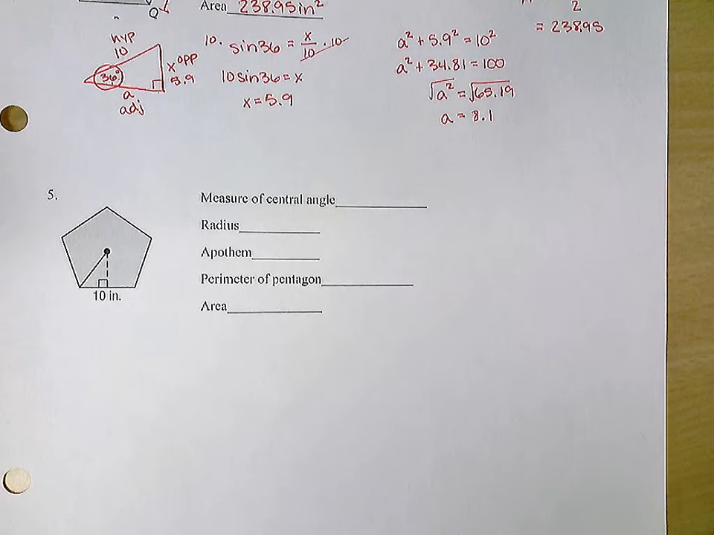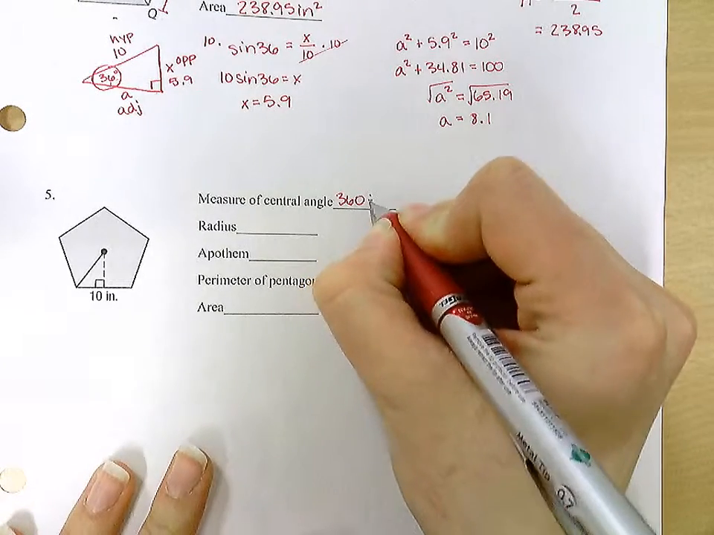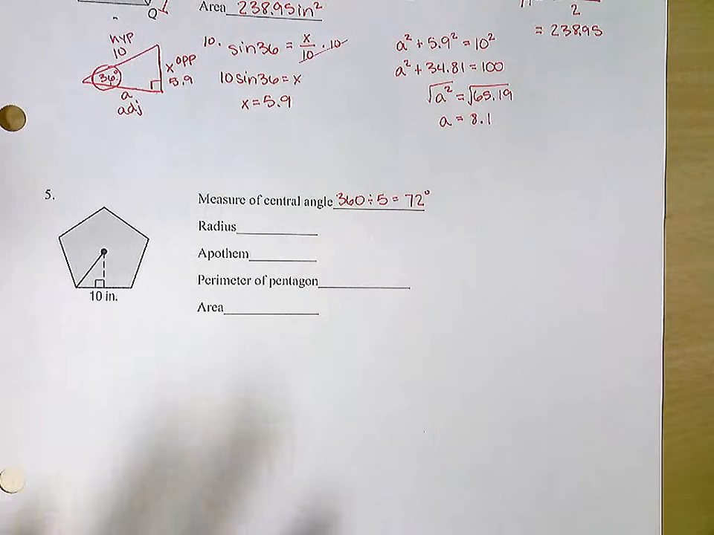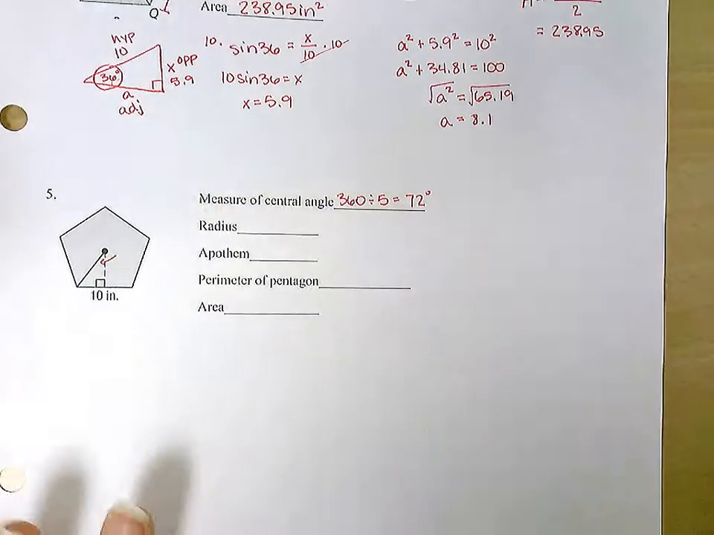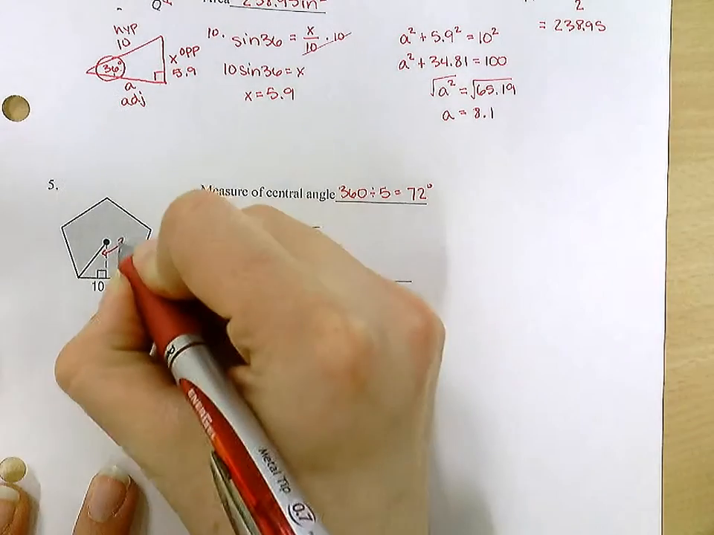Okay, again, we have a pentagon. So again, first thing we want to do is find our central angle measure. To do that, we take 360, divide by how many sides there are. Again, since it's a pentagon, the central angle measure is going to be 72 degrees, just like our last example. Meaning this angle right here is what? That little angle. 36.